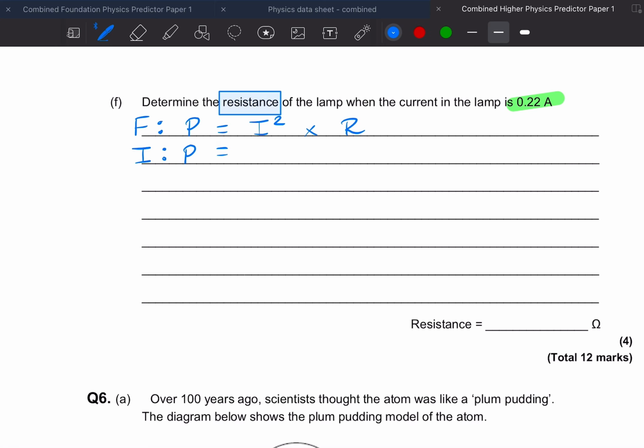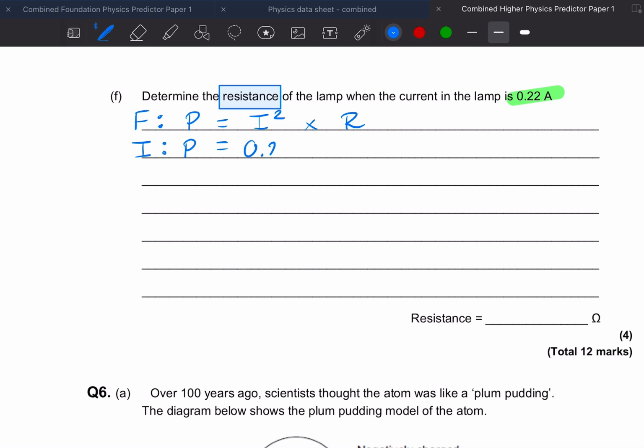The current is 0.22 amps. That is the standard unit, so we don't need to convert. But we must remember to square that, and we're going to times that by the resistance, which is an unknown. So we can't currently do this calculation with what we've input. We are trying to find resistance, so there must be a way of finding that power.